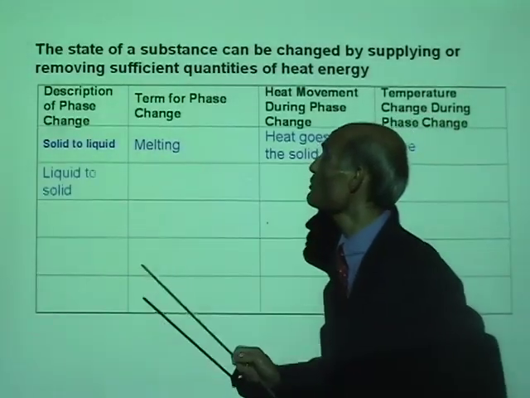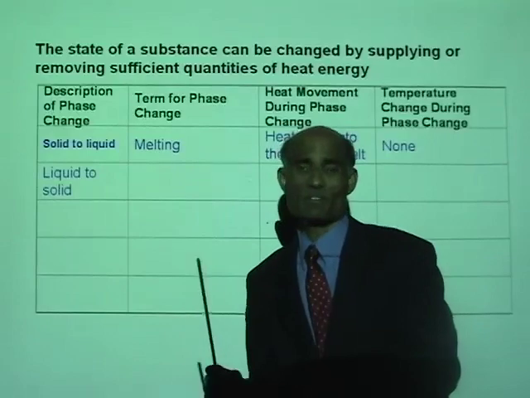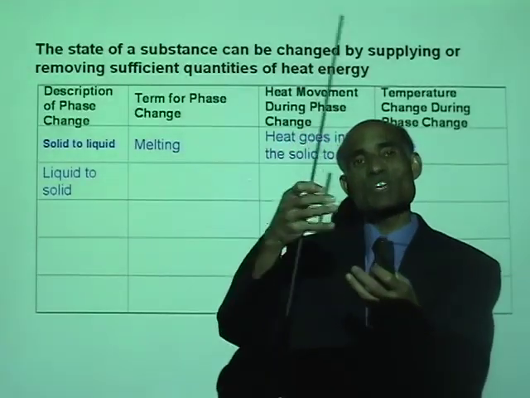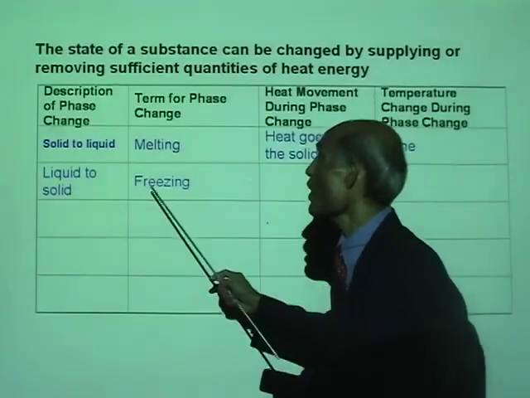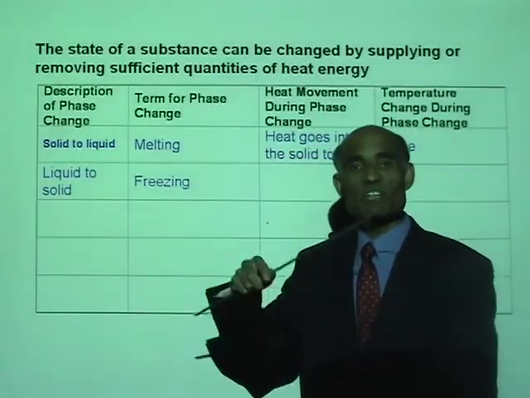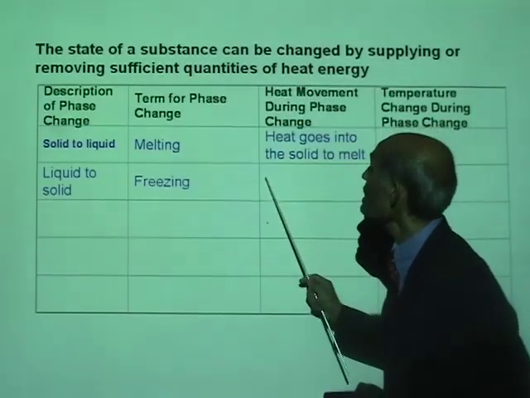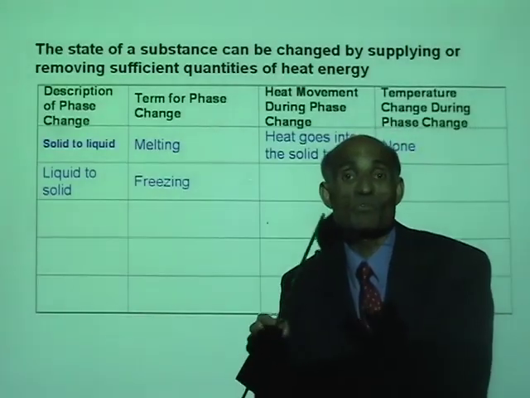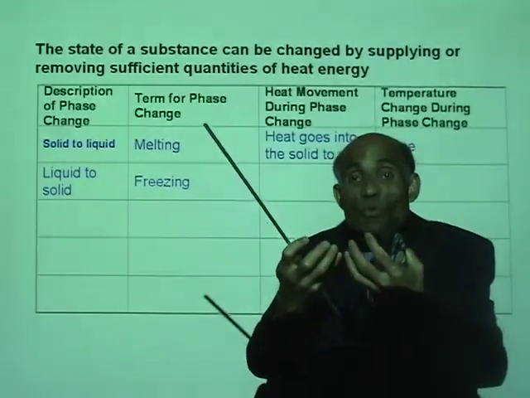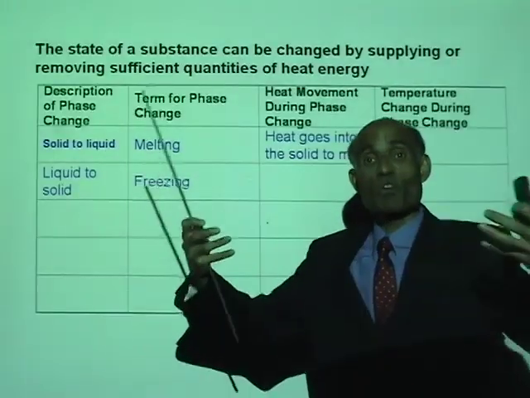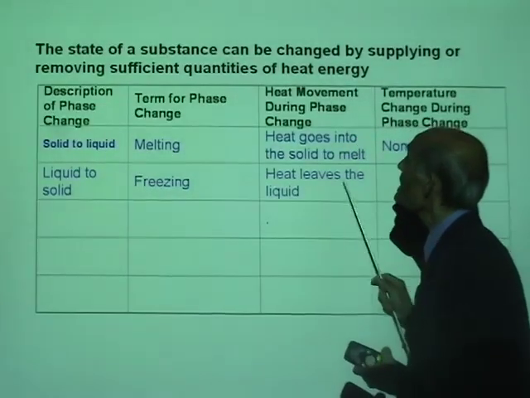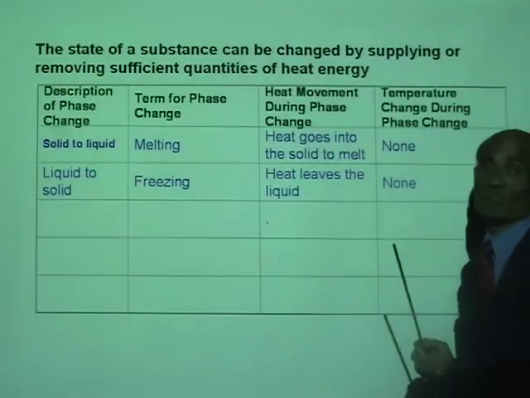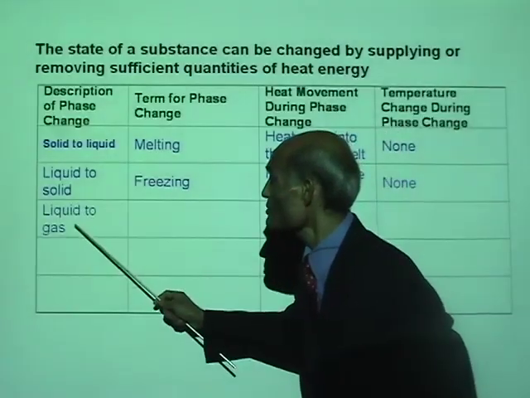So you must be familiar with these terms. Liquid to solid. What do you call that phase change? What is the name for that? A liquid changes to a solid. It's called freezing. A liquid freezes to become a solid. What is the movement of heat? Heat goes from where? Well, liquid will lose heat. Liquid throws away heat. Heat leaves the liquid during that phase. And is there any temperature change? No. All right, let's go to the next one.